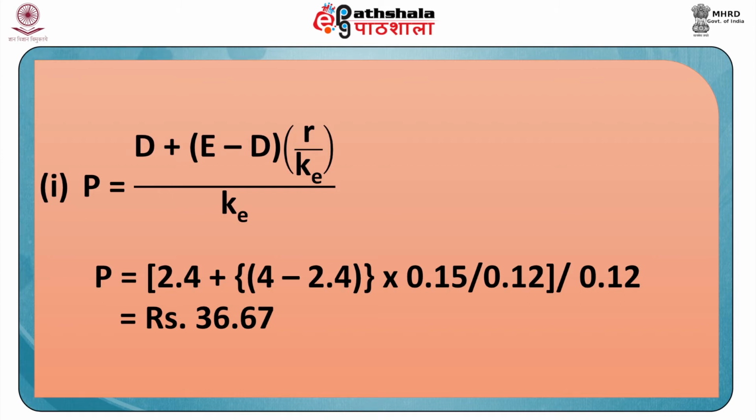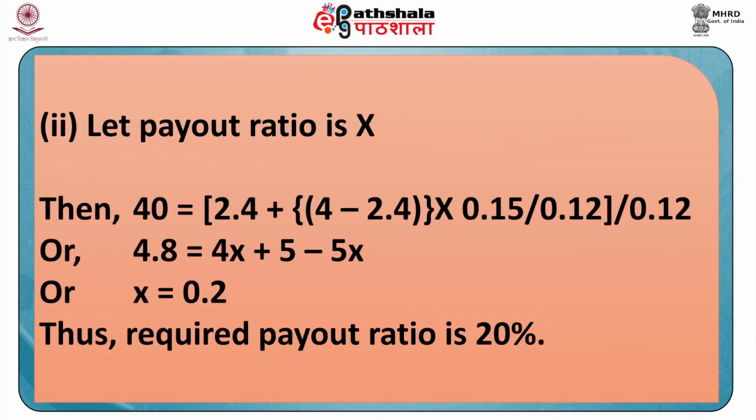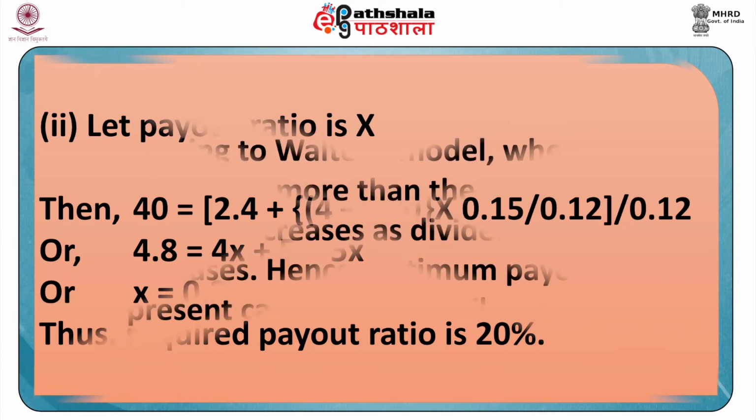All the values are put in the formula and we get the answer as rupees 36.67. Second, let the payout be X, then put the values in the formula and the answer for X is 0.2. So, the required payout ratio is 20%.